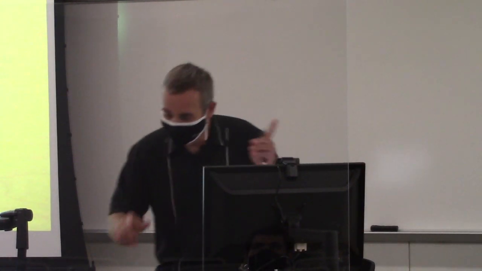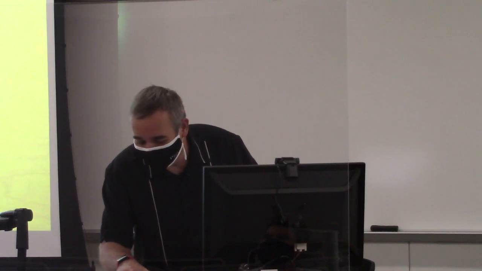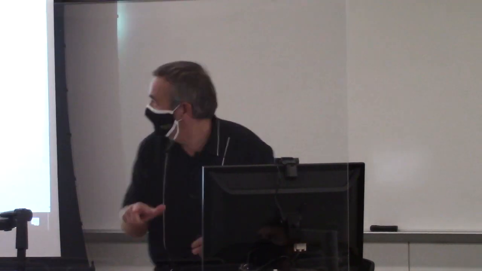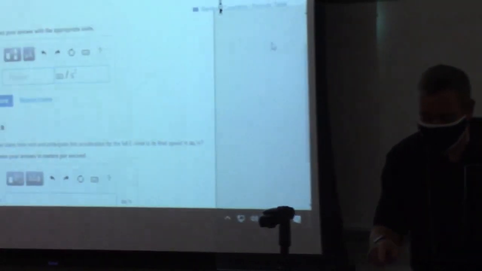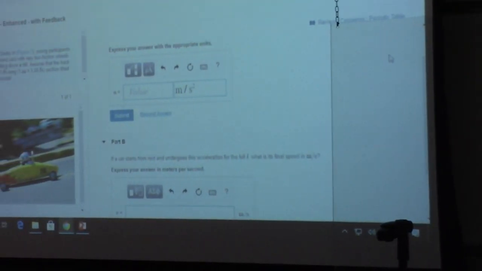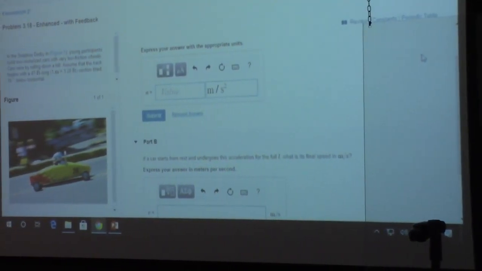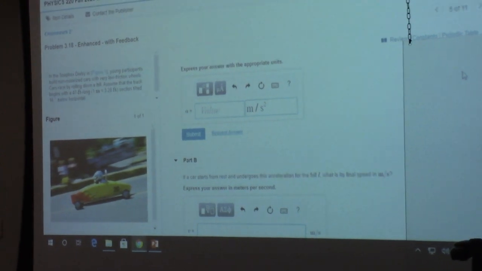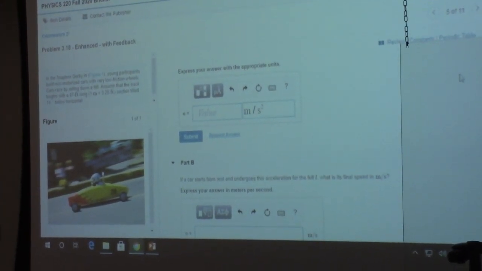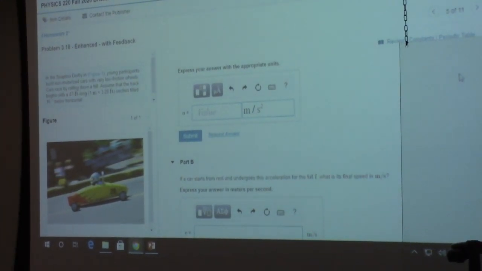Oh, I'm sorry. Okay. Yeah, always yell at me because I'm getting used to flipping between different things. So this is the picture. This is the fifth one on the homework. So it's from chapter 3, if you look at the back of the book, number 18 from the back of the book.